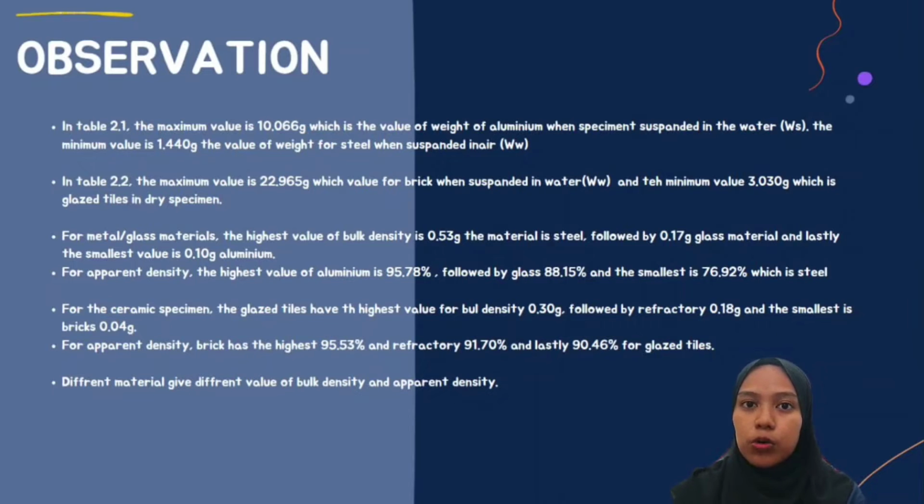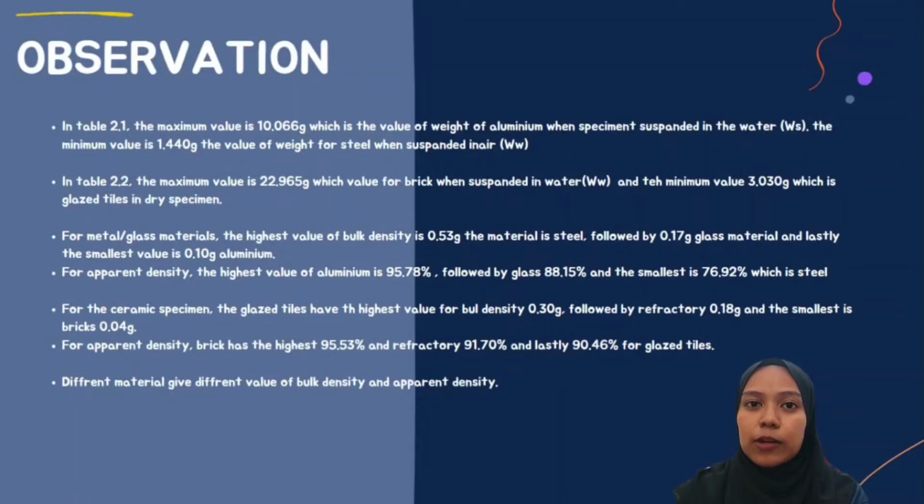In table 2.1, the maximum value is 10.066 gram, which is the weight for aluminium when the specimen is suspended in the water, and the minimum value is 1.440 gram, the weight for steel when suspended in air. While in table 2.2, the maximum value is 22.965 gram, which is the value for brick when suspended in water, and the minimum value is 3.03 gram, which is glass tie in dry specimen.